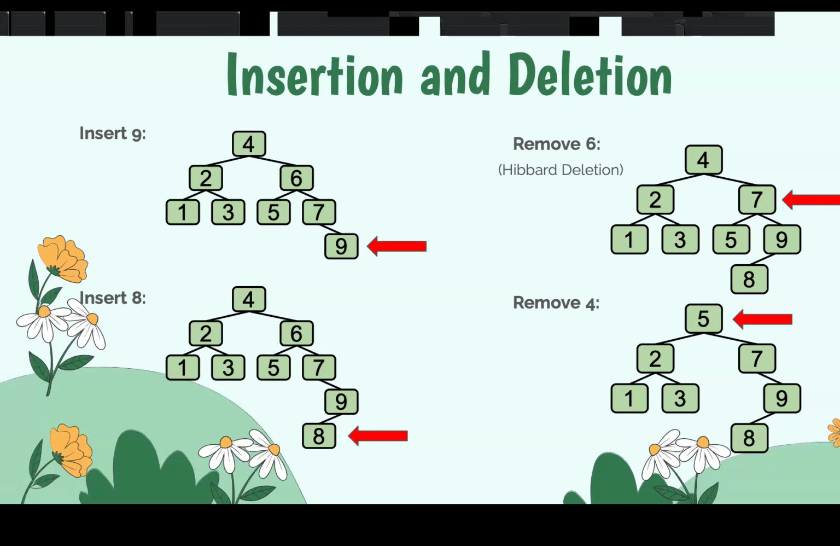There are 3 cases of deletions. You either have no children, 1 child, or 2 children. The case with 2 children is called Hibbard deletion.